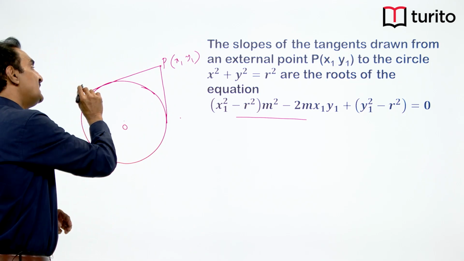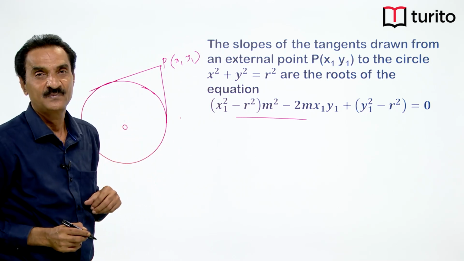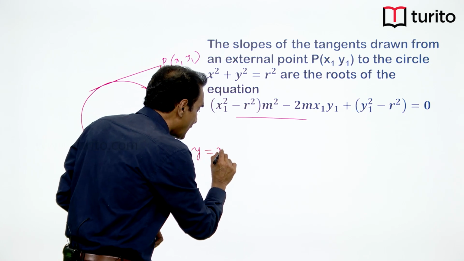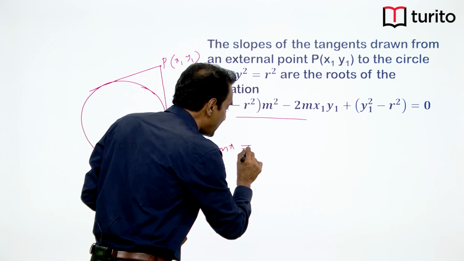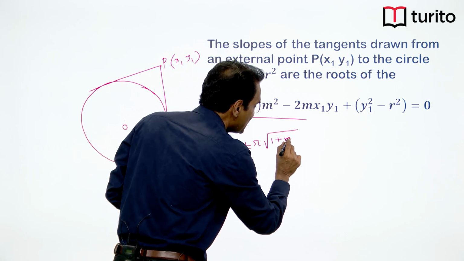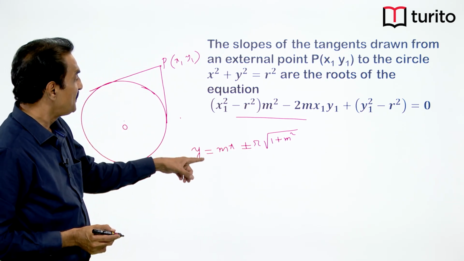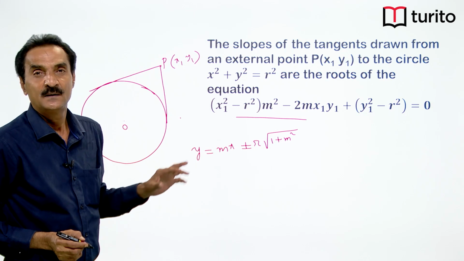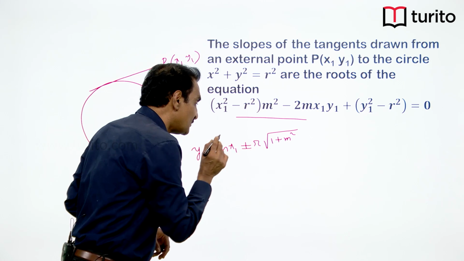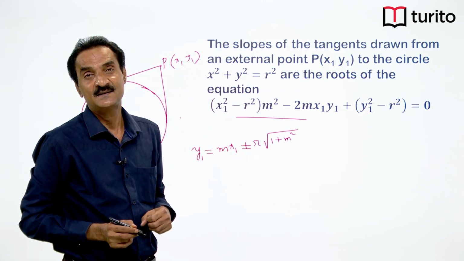How? Consider the equation of the tangent to the circle in slope form. What is the slope form of the tangent? y is equal to mx plus or minus r root 1 plus m square. Okay. Now, it passes through P x1 y1. So, I will substitute P x1 y1. I will get y1 is equal to mx1 plus or minus r root 1 plus m square, right.